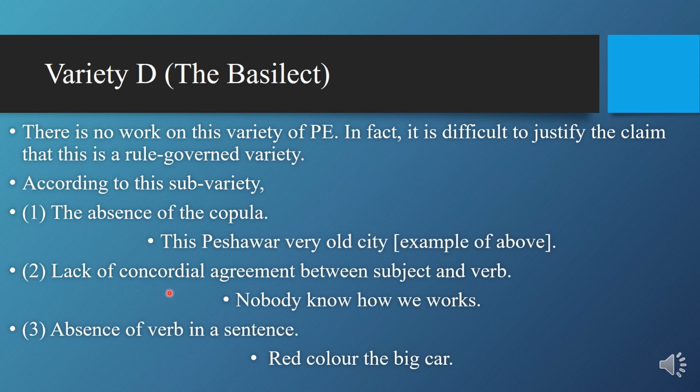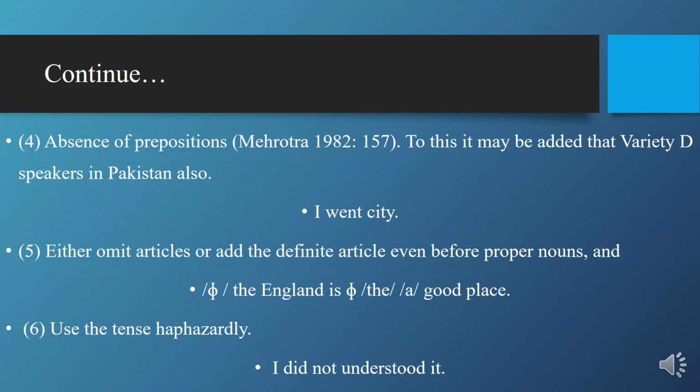Lack of concordial agreement between subject and verb. Concordial agreement is related to grammatical agreement. For example, nobody know how we works. Here we can see there is a lack of concordial agreement, or grammatical agreement, between subject and verb. Absence of verb in a sentence means the verb, the word that plays the action, is missing. For example, red color, the big car means there is a missing verb.